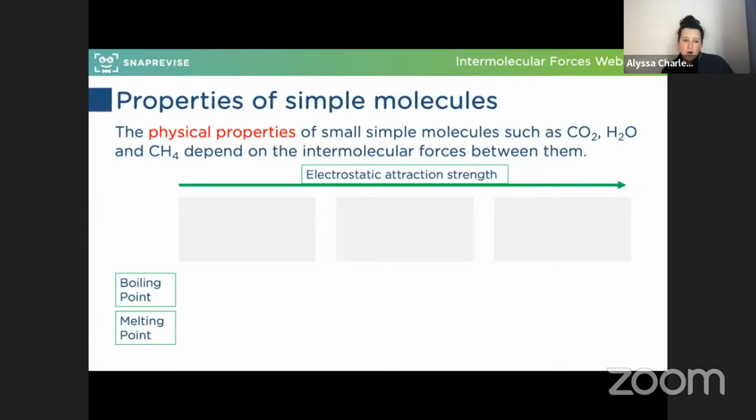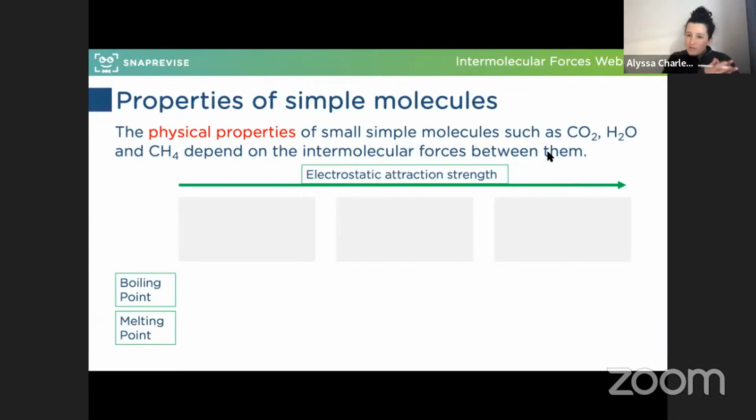So the physical properties of some small simple molecules such as carbon dioxide, water and methane are dependent on the intermolecular forces between the molecules. This pattern will help us to determine how strong the attraction between molecules are. And as we've just spoken about, we have the weakest type of intermolecular force, our London forces, or instantaneous to induced dipole bonds. Then we have a slightly stronger interaction which can occur between some molecules, which is our permanent dipole attractions. And then we have hydrogen bonding. Hydrogen bonding is the strongest attraction between molecules. It's not a bond. I know we call it hydrogen bonding, but it's really just a force, an attraction between molecules that we can describe and talk about.